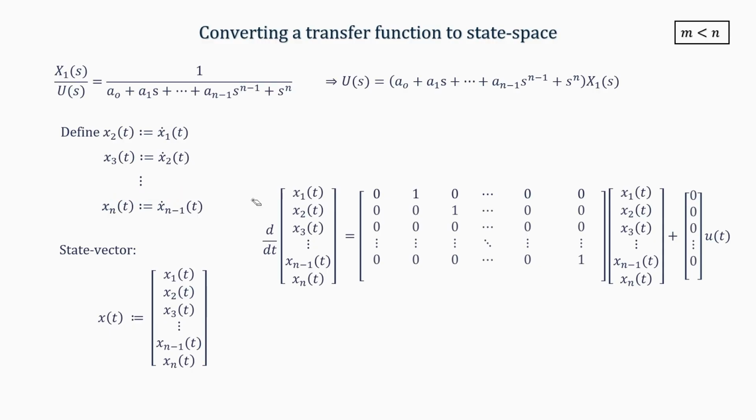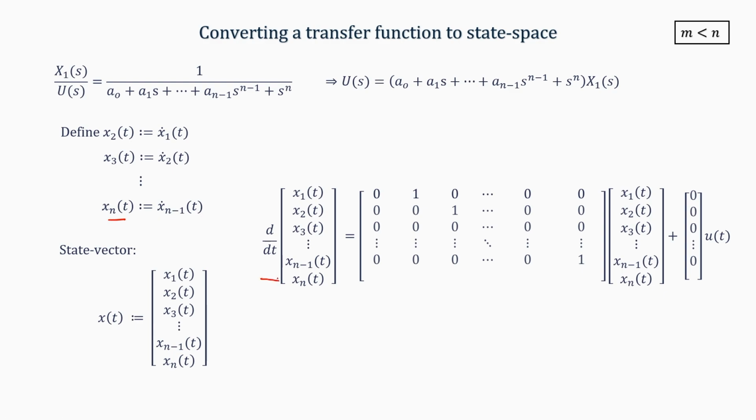So we can actually go ahead and write x_{n-1} dot is equal to x_n(t), right, and that is the equation that we are writing here. So the second last equation is, on the left hand side we have x_{n-1} dot, and you can see x_{n-1} dot is nothing but x_n. So we can write down the second last equation in this way.